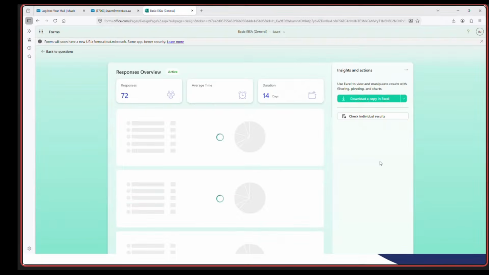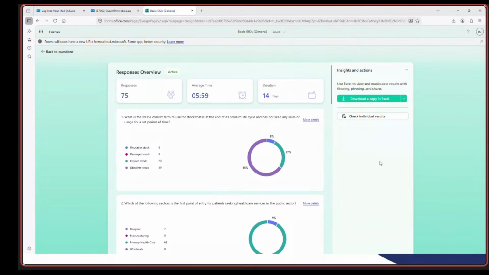If we look at question 1, we will see that 65% of you answered obsolete stock, and that is the correct answer. The question was, what is the most correct term to use for stock that is at the end of its product's life cycle and has not seen any sales or usage for a set period of time? So it's a definition of one of those 4 answers.